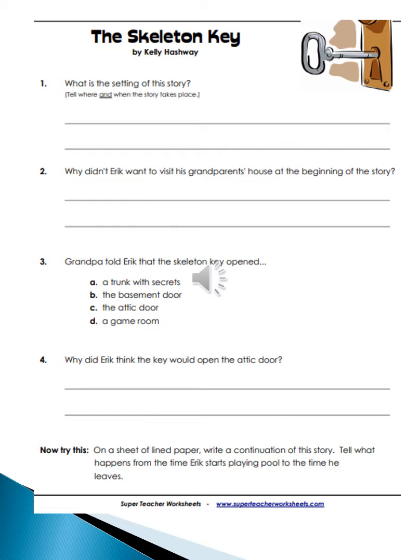Question 2. Why didn't Eric want to visit his grandparents' house at the beginning of the story? Question 3. Grandpa told Eric that the skeleton key opened: A, a trunk with secrets, B, the basement door, C, the attic door, or D, a game room. Question 4. Why did Eric think the key would open the attic door? Now try this. On a sheet of lined paper, write a continuation of the story. Tell what happens from the time Eric starts playing pool to the time he leaves.